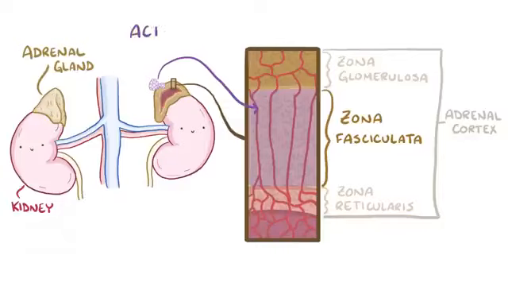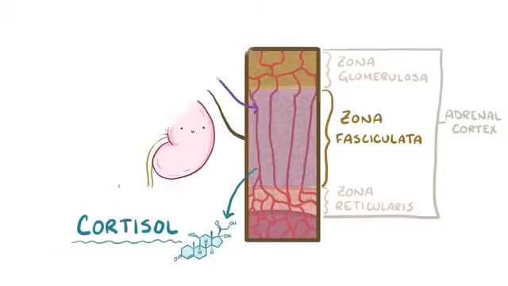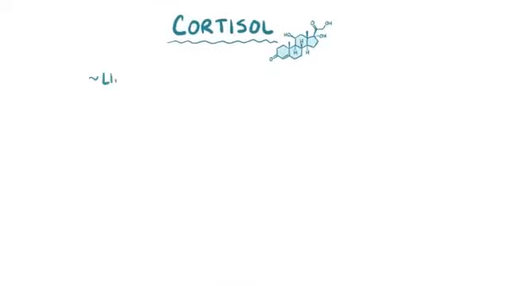The ACTH specifically stimulates cells in this zone to secrete cortisol, which belongs to a class of steroids, or lipid-soluble hormones called glucocorticoids.